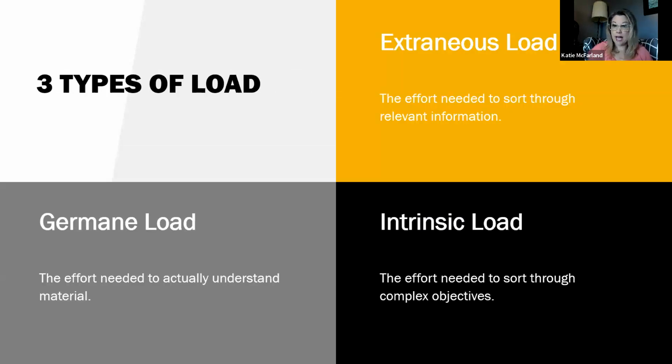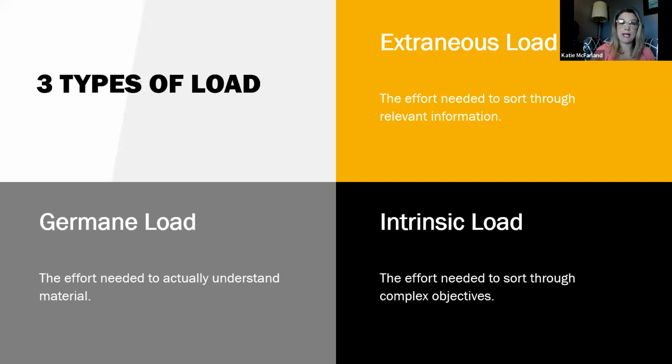So there are three types of this cognitive load that we just talked about. There's the extraneous load, and this is the effort needed to sort through what's relevant and what's not relevant. So you're given a bunch of information and you have to decide, do I need to learn this, or is this something that is just there and I don't need to retain that information?